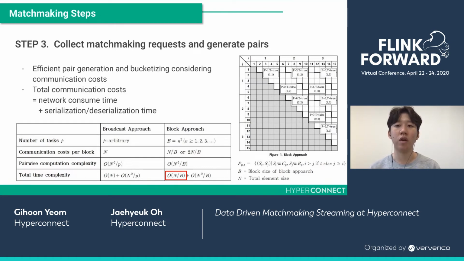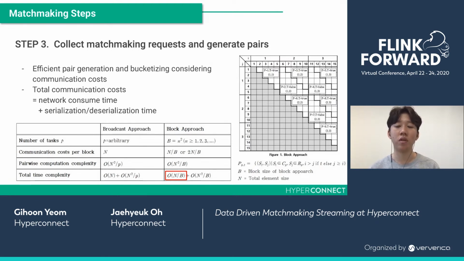In this process, we try to use the best algorithm to efficiently reduce communication cost between operators. Communication costs include network time and serialization and deserialization processing time. To match n requests, scores for n square pairs are required.